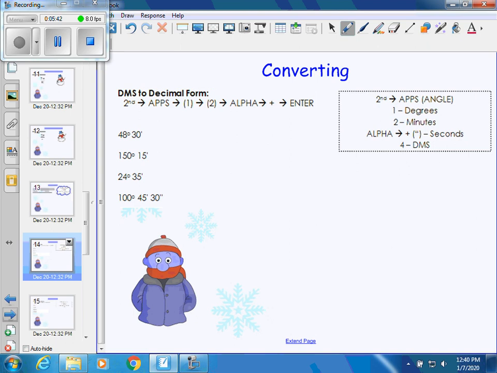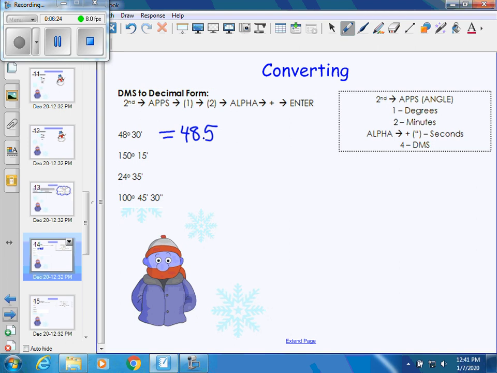second apps, 2. And we would hit alpha plus if we had seconds, but we don't. And then we're going to hit enter. Now the key is that this is in degrees, so we need to make sure our calculator is also in degree mode. If you did not put your calculator in degree mode, make sure you go back and check that it is indeed in degrees, because you should have gotten the answer to be 48.5. Which makes sense, because 30 minutes is half of an hour. So that's where the 0.5 comes from.